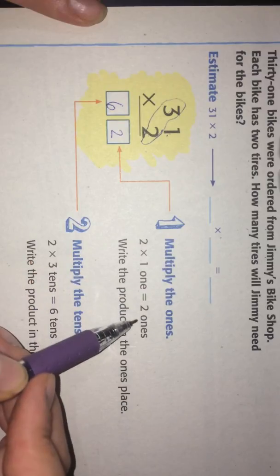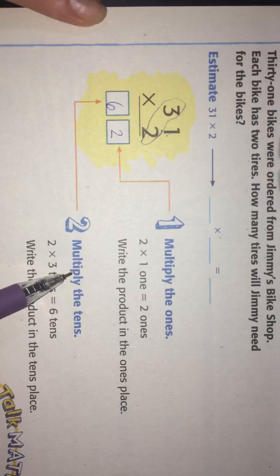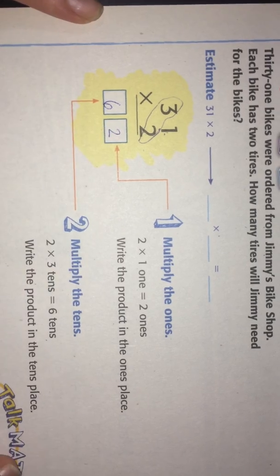2 times 1 equals 2 ones. Write the product in the ones place. Then multiply the tens. 2 times 3 tens equals 6 tens. So write the product in the tens place.